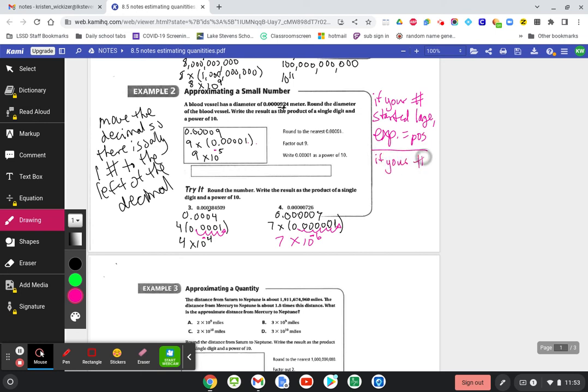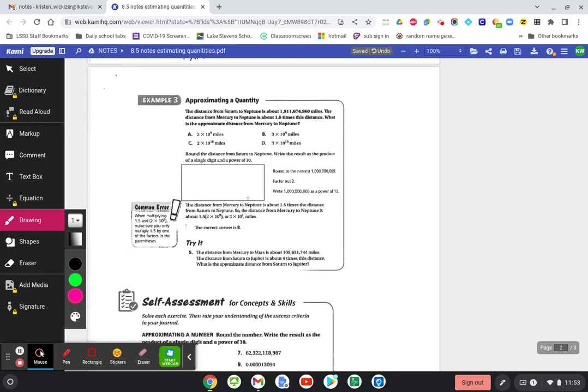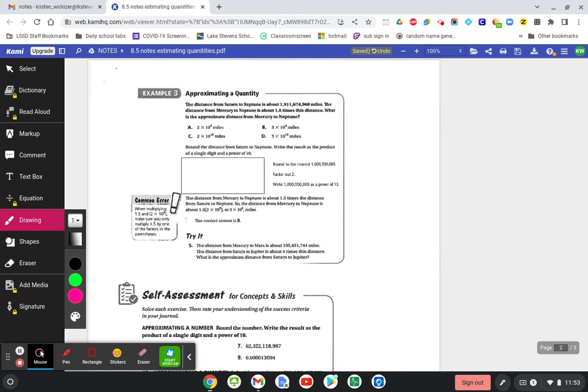If your number started small, your exponent is going to be negative. All right, so hopefully that didn't confuse you too much. I apologize that I left that part off.